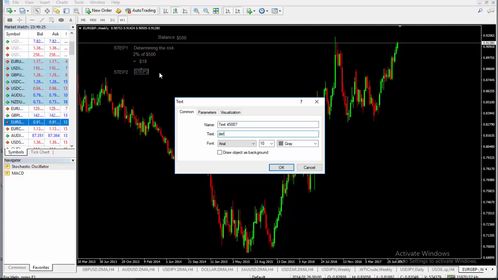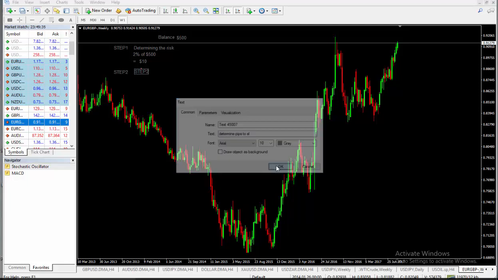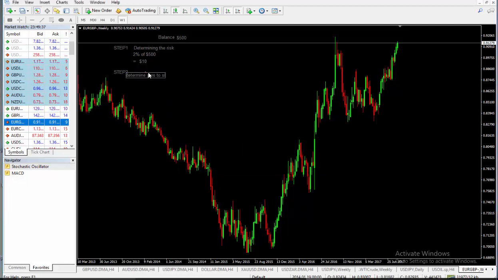Step 2 will determine pips to stop loss. I just want to determine the amount of pips to our stop loss. Remember what we were talking about, the risk management, how much you are willing to lose. Now this is where it all boils down to this. You see how everything is connected. Now pips to stop loss is simple.